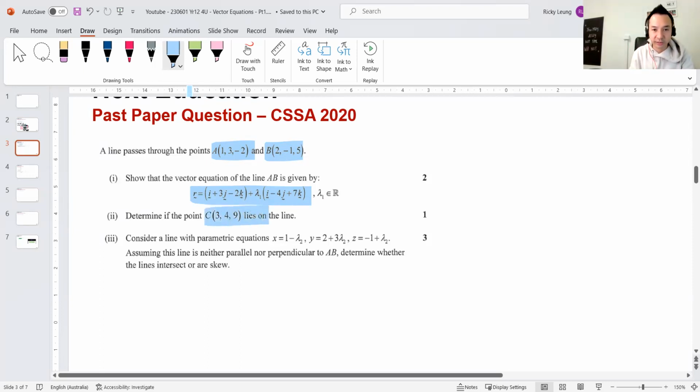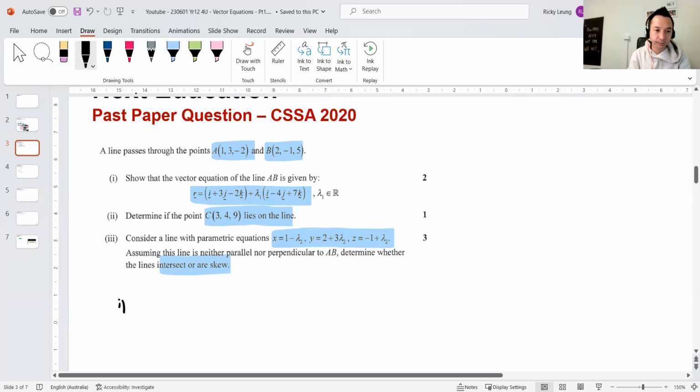Determine whether this point lies on the line. That is, you sub it in and see if it holds. All the lambdas and stuff hold. Third one, consider a line with parametric equations of that. So instead of giving you another vector equation, they've given it to you in parametric form, which is nice. And then assume this line's neither parallel nor perpendicular, intersect or skew. Part 3 is very similar to the last question that we did, but part 1 and 2, the build up is a bit different. So let's react to that.